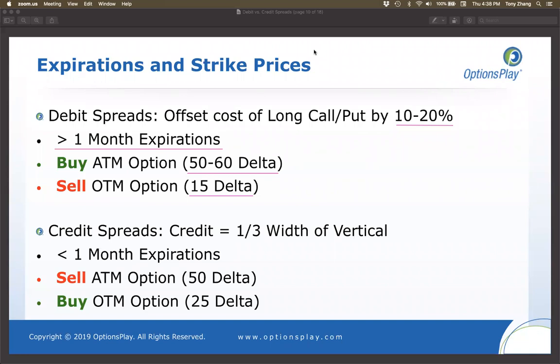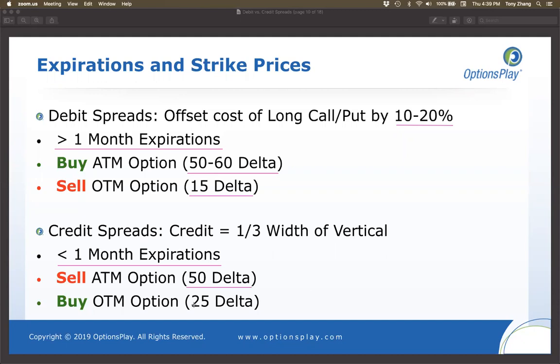On a credit spread, it's different, because what you're doing is you're trying to receive a credit by selling that at-the-money call or put, but because selling that at-the-money call or put has too much risk, you want to buy that out-of-the-money call or put to cap your risk. So what we find is that when you're selling a call or put, you generally want to sell short-dated options to maximize theta, less than 1 month out. You always want to sell the at-the-money call or put.